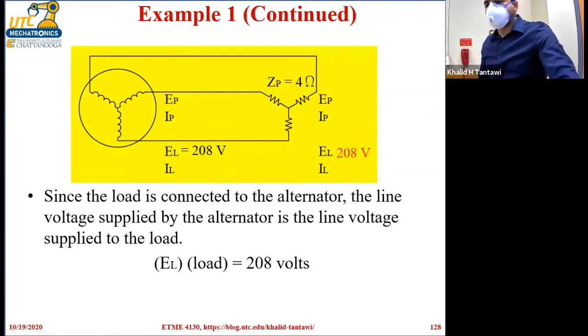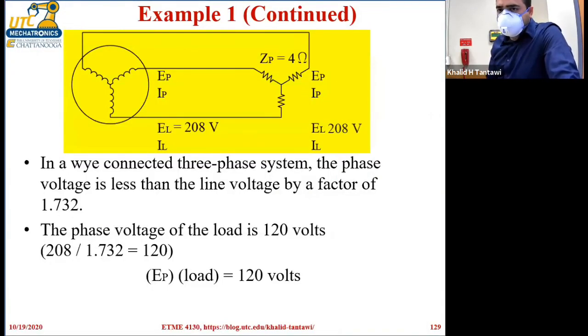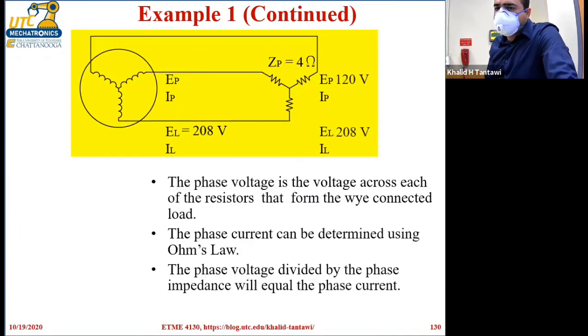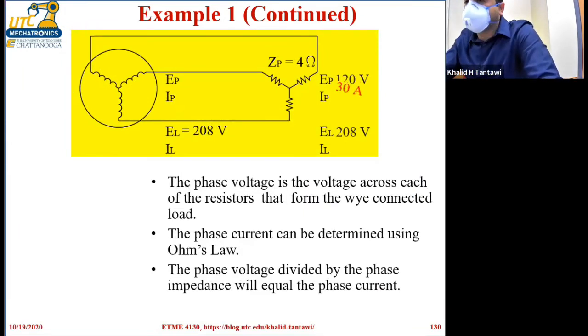All right. So the first thing we found is 208 on the line voltage, and 120 volts on the phase voltage. Okay. All right, so what is going to be the next thing that you can find?